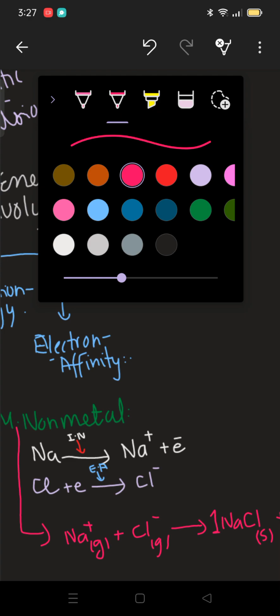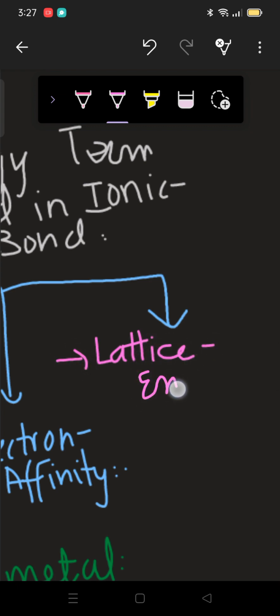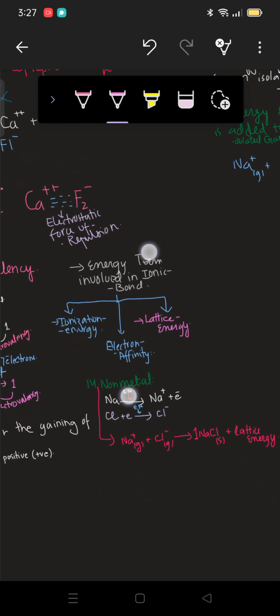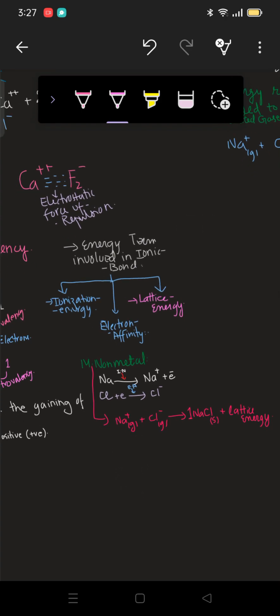So here we got our third term, which is lattice energy. We're going to discuss lattice energy in great detail when we discuss the Born-Haber cycle. We're going to discuss heat of formation and lattice energy in detail, and how to find that. For now, lattice energy is the energy which is released when one mole of ionic compound is formed from its gaseous ions, right?